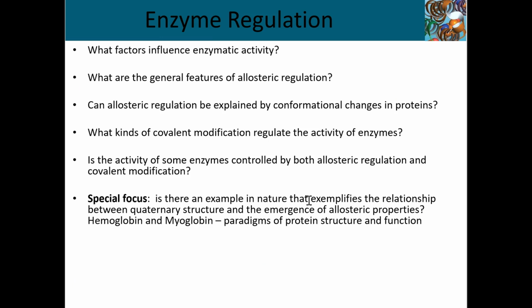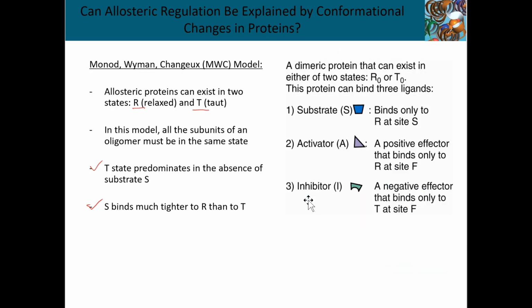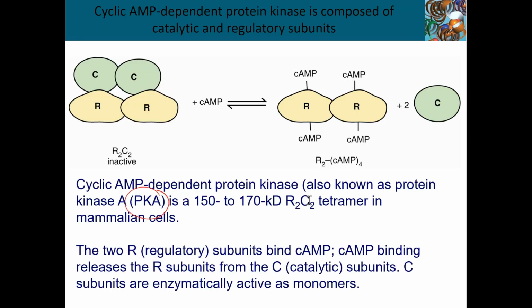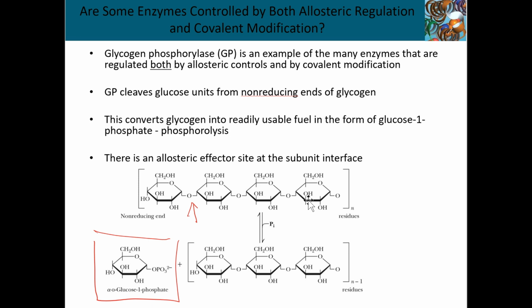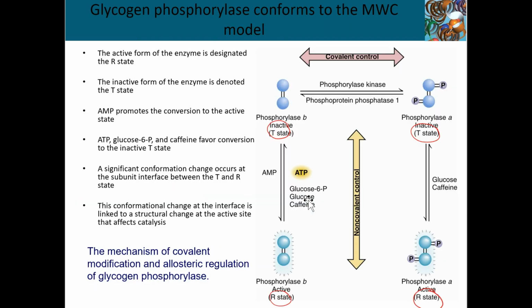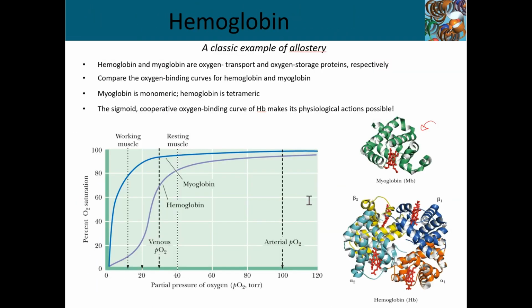What types of regulation are there? Focus a lot on covalent, specifically phosphorylation events. Focus on allosteric events. Focus on the two models that describe allosteric events. And then we have our two systems that we discussed. We talked about glycogen phosphorylase as a good example of a common enzymatic system, which is both allosterically and covalently modified and regulated. And then we talked about hemoglobin and how it's a classic case of allosteric regulation and cooperativity.